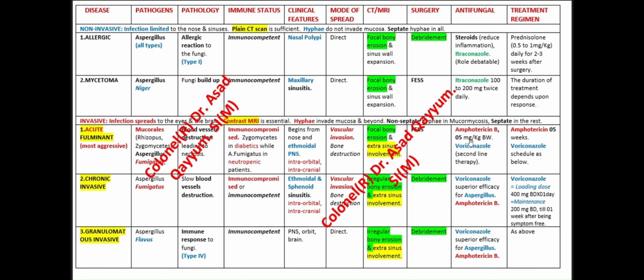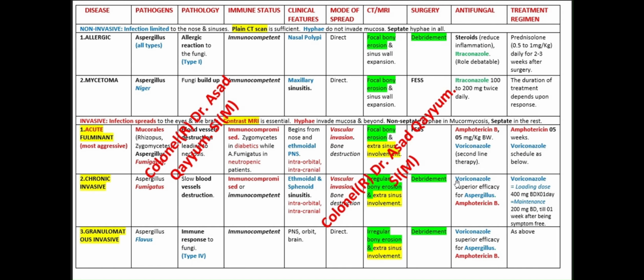Now coming towards the medicinal treatment of the invasive type. So amphotericin is the drug of choice in case of acute fulminant disease. Now how to remember the dosage? Remember the figure 5. So the dosage is 5 milligram per kilogram body weight for 5 weeks. This can be variable, but I've just given it in a way so that you can remember it easily. Voriconazole can be used as a second line therapy in case of acute fulminant sinusitis.